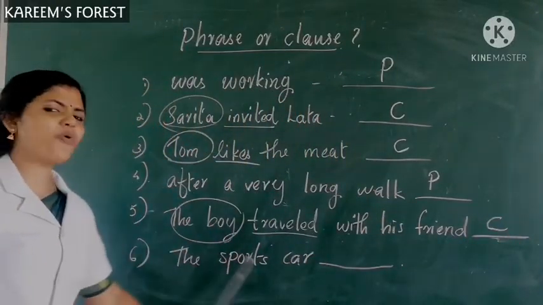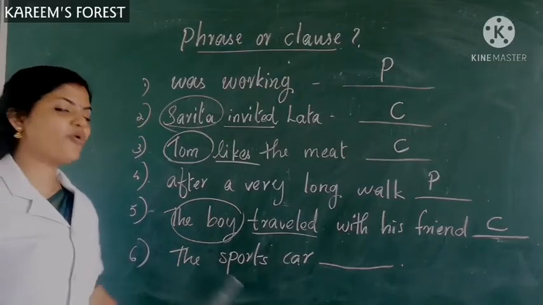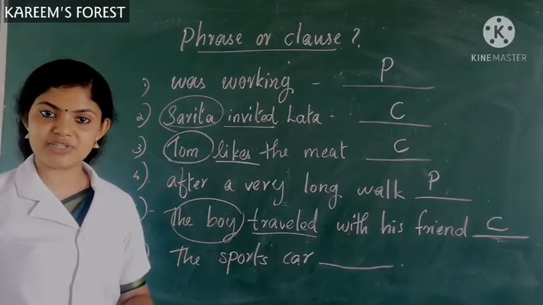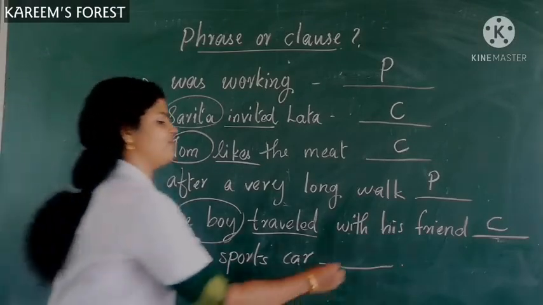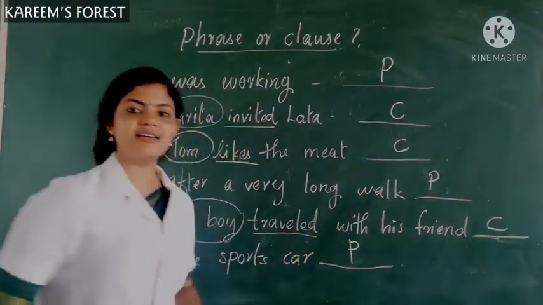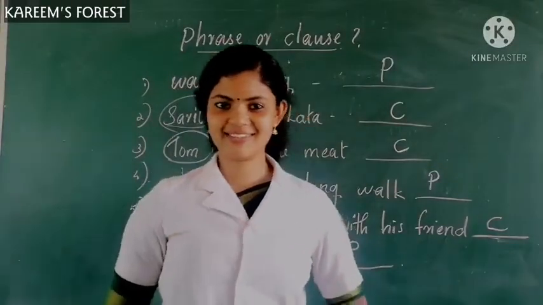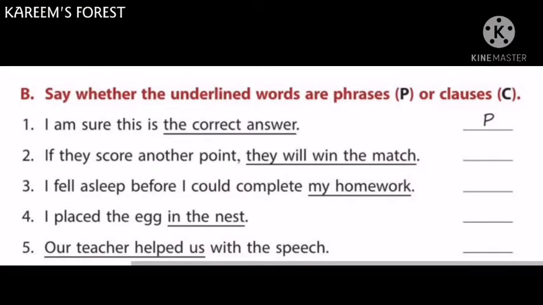Next one. The sports car. Is there any subject or verb? No. So it is a phrase. So we can mark it as P. Okay. Children, there is a textual exercise on page number 58. Say whether the underlined words are phrases or clauses. Do it by yourself. Answer keys will be given in the Google Classroom.